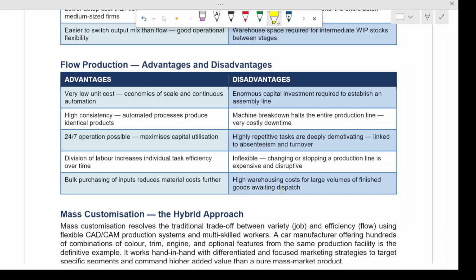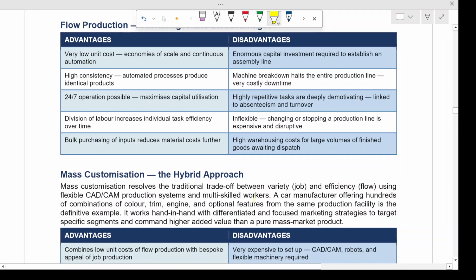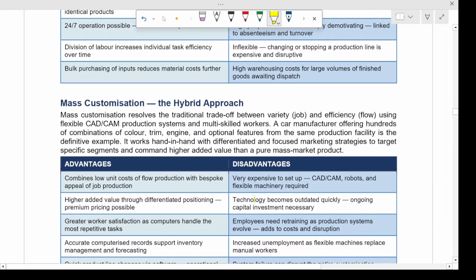And the last one is that high warehousing costs for large volumes of finished goods are awaiting dispatch. Since the machines are operating 24/7, those machines would just stack up product again and again until the product is cleared out of the warehouse by whoever is going to take them away. So this would lead to warehousing costs where they would have to be maintained. If it is a product that can be spoiled, it would have to be refrigerated and everything of the sort. All right. Next, we move to mass customization.